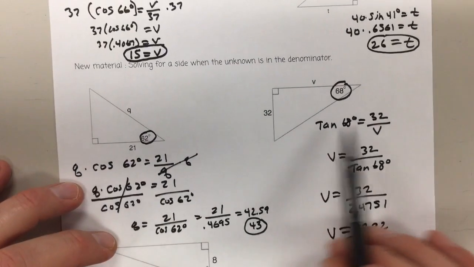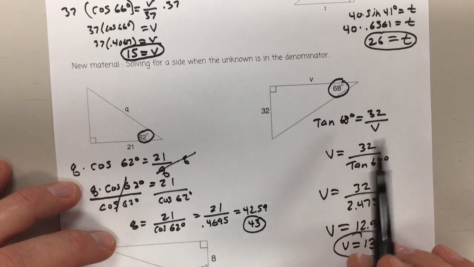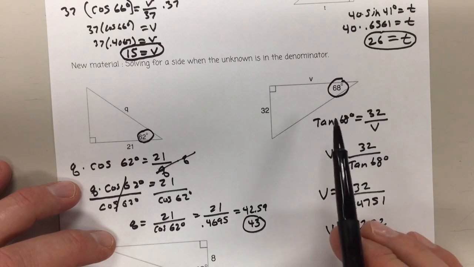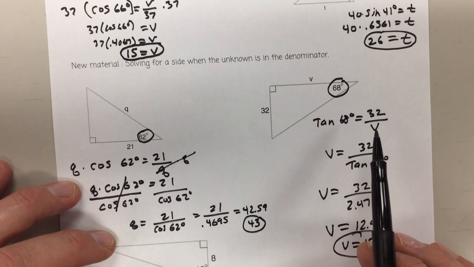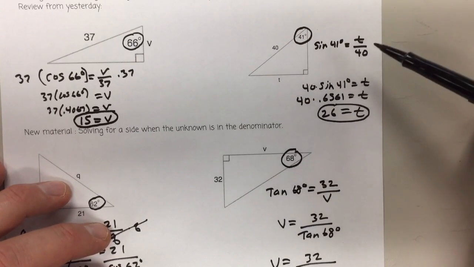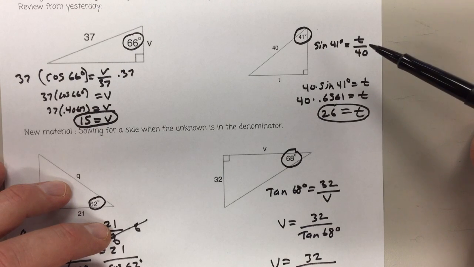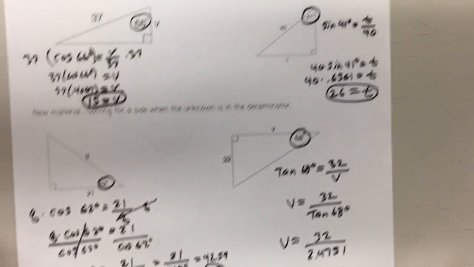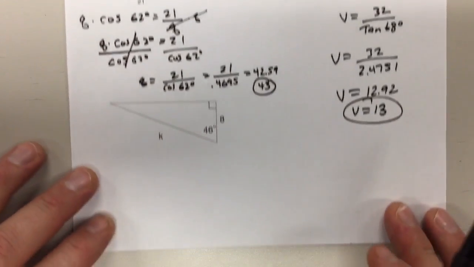So after you write the tangent statement, if the unknown is in the denominator, you simply trade those two. Okay? Which is different than yesterday, because yesterday the unknown was in the numerator, top of the fraction, and then we simply multiplied both sides by 40. So you have to understand which kind of problem you're looking at.